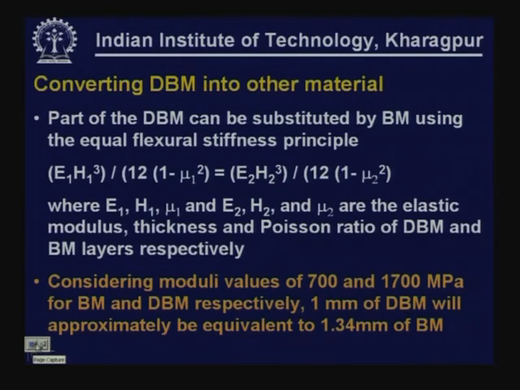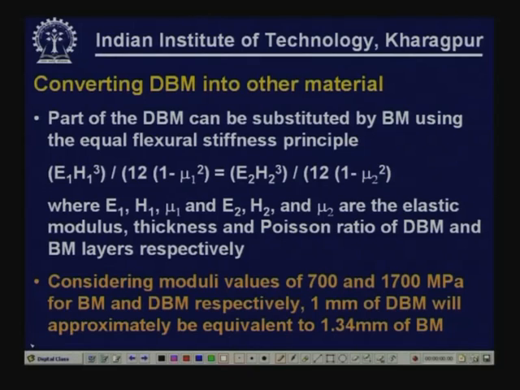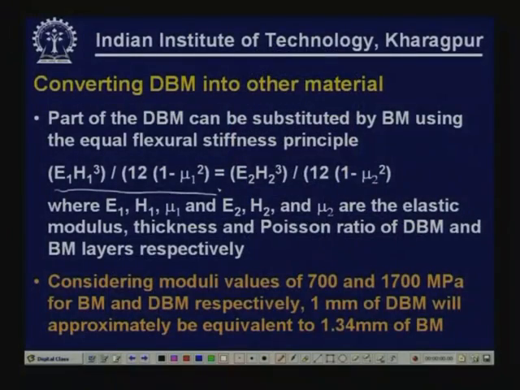The equal flexural stiffness principle is given as E1 H1 cube divided by 12 into 1 minus mu square. Basically, we are trying to equate E H cube by 12 into 1 minus mu square of the two materials. So, if you know the thickness H1, the corresponding thickness H2 can be obtained, provided we know E1, E2, mu1 and mu2.